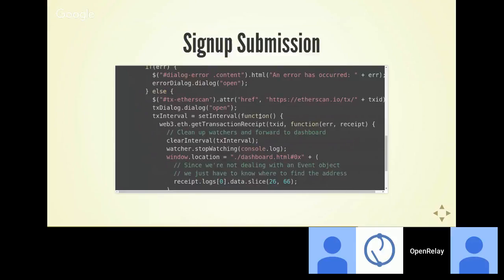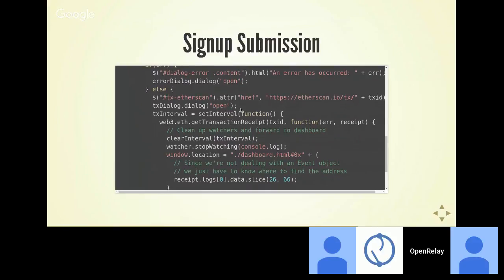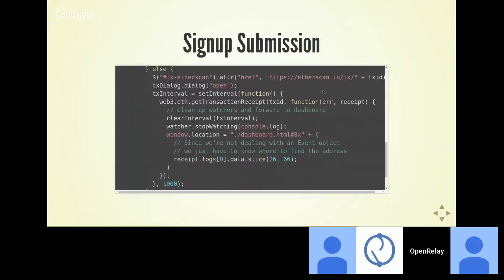If we got a valid transaction ID back, then we update our Etherscan link to link the user to that transaction ID, and we open the transaction dialog. Then we set an interval, and once every second, we ask the blockchain whether or not this transaction ID has a transaction receipt ready. Once it has a transaction receipt ready, that means that the transaction has been confirmed. Until that transaction receipt is ready, this will keep iterating and coming back with an error.